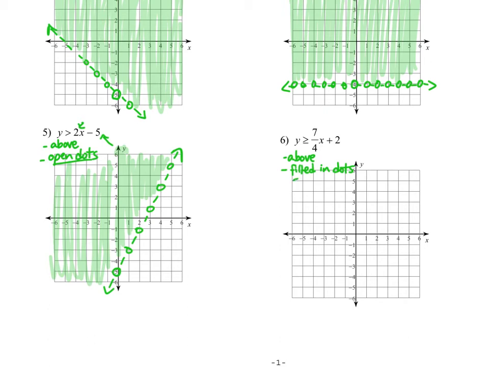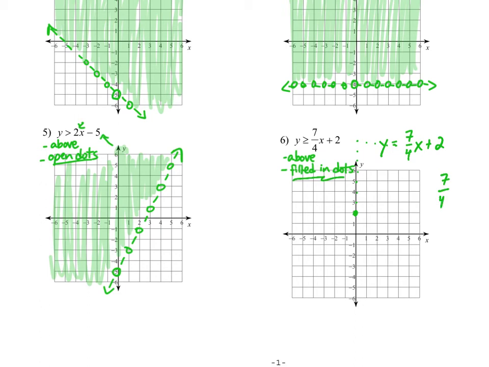We have filled in dots on this one, so I can almost pretend it's just y equal to 7/4 x plus 2. Fill in the dot at 2. Slope is up 7. 1, 2, 3, 4, 5, 6, 7. Over 1, 2, 3, 4. Oh, yikes, I'm kind of way over there. What if I did this the other way?